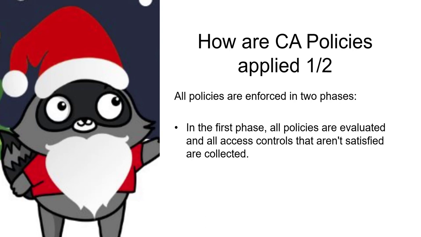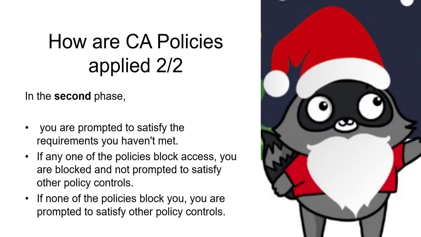All policies are enforced in two phases. In the first phase, all policies are evaluated and all access controls that aren't satisfied are collected. In the second phase, you're prompted to satisfy the requirements you haven't met. If any one of those policies blocks access, you are blocked and not prompted to satisfy any other policy controls. If none of the policies block you, you are prompted to satisfy other policy controls in the following order.